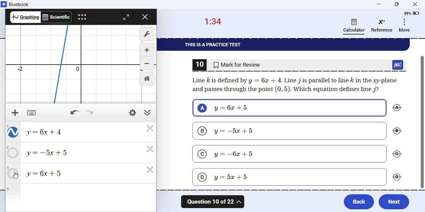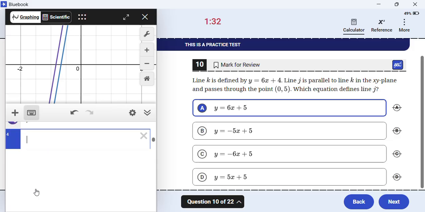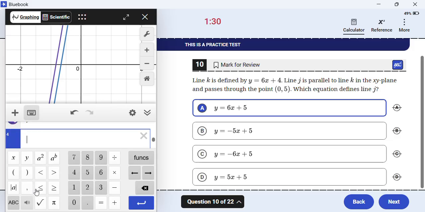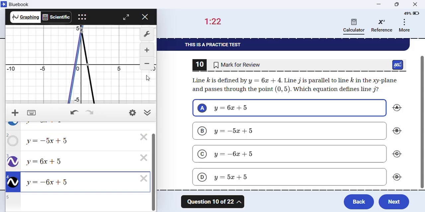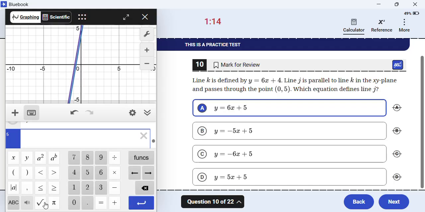Let's just double check. I think it definitely is, but let's check C just to see what happens. Oh, yeah, that's not going to work. That black line definitely goes across. It definitely meets up with our blue line, so we don't want that. And let's check answer choice D.